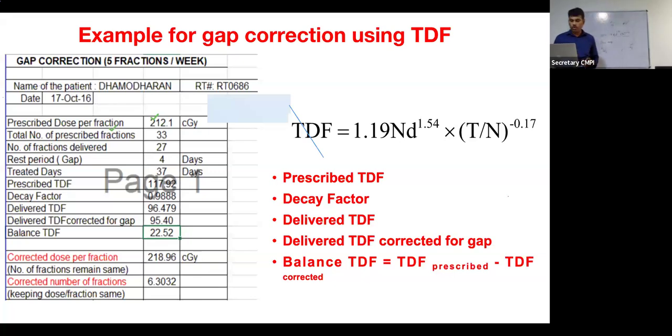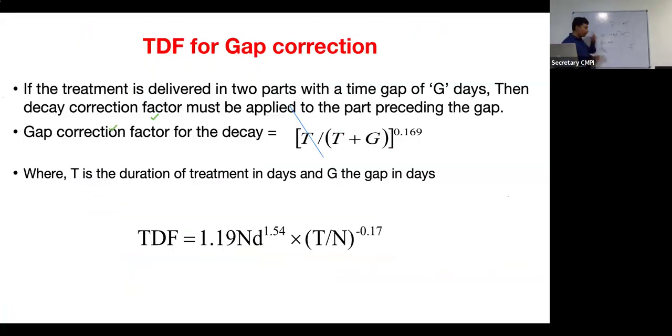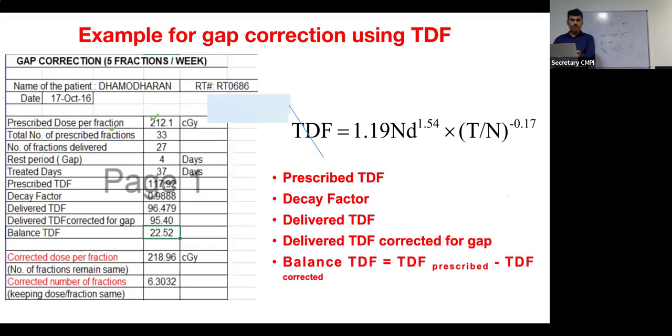How do you calculate? That is a correction factor. The gap correction factor equation is T by T plus G, all raised to 0.169. T is total days treated. For these 20 fractions, how many days were taken? Maybe 25 in this example. So 25 divided by 25 plus 10, raised to 0.169. You get some value of 0.9.